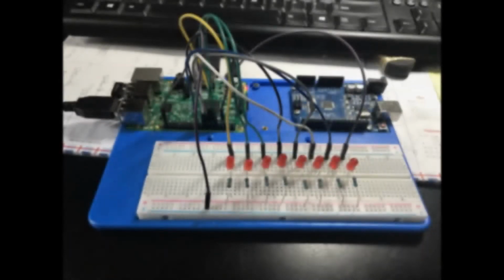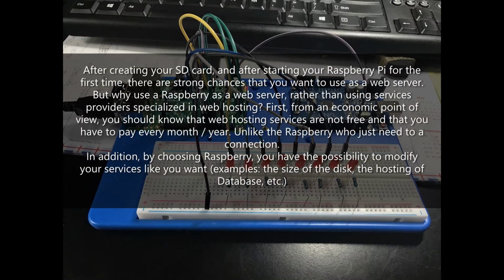Today we're going to do how to install a web server on the Raspberry Pi: Apache plus PHP plus MySQL. After creating your SD card, and after starting the Raspberry Pi for the first time, there are strong chances that you want to use a web server. Why a Raspberry Pi as a web server? But why use a Raspberry Pi as a web server rather than using service providers specialized in web hosting?